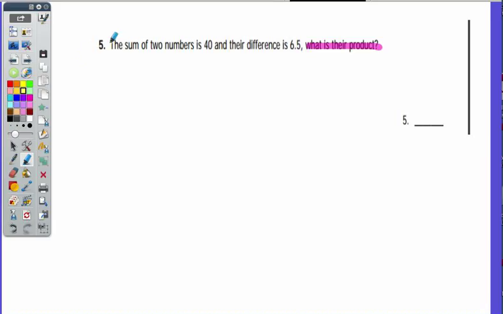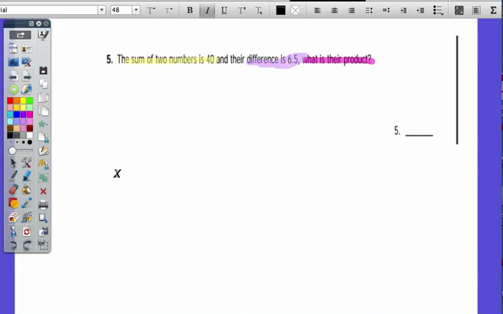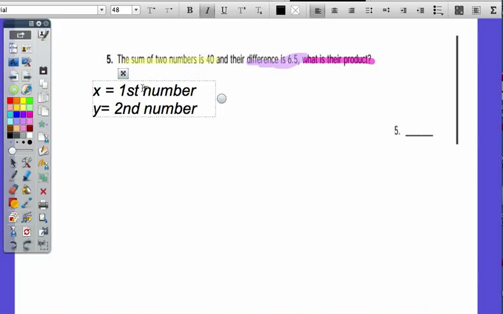Not yet. So the first two things I need to know is that I have two numbers that add up to, because sum means, 40, and then the same two numbers have a difference of 6.5. Okay, so now I need to write my equation. x is the first number, and y is my second number, just so I don't get confused.